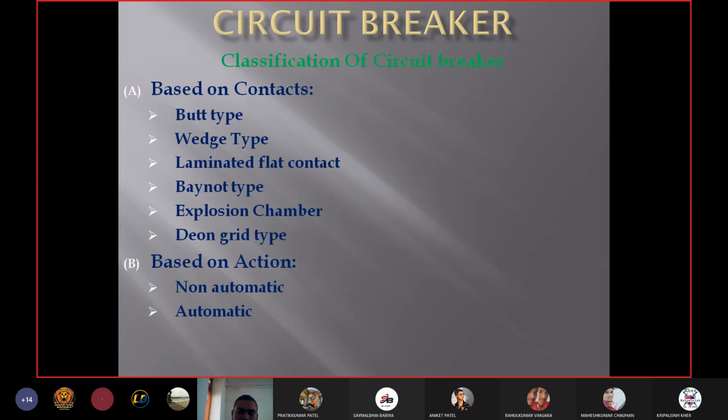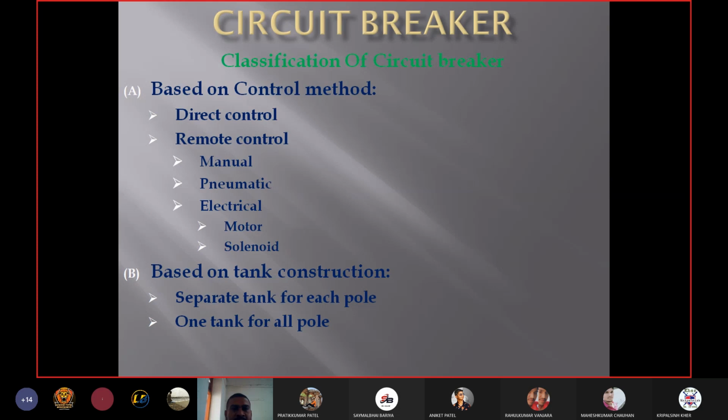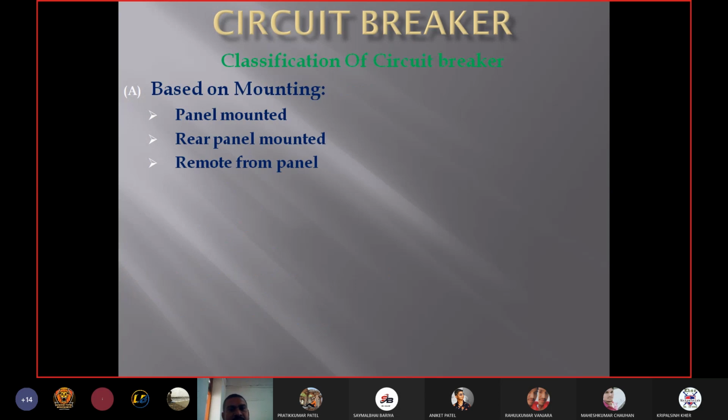Based on action, it is non-automatic and automatic. Based on control method, direct control method and remote control method. In remote control, we have manual, pneumatic, and electrical. In the electrical control method, we have motor type and solenoid type. Based on tank construction, it is separate tank for each pole, one tank for all poles. And based on mounting: front panel mounting, rear panel mounting, and remote from the panel.